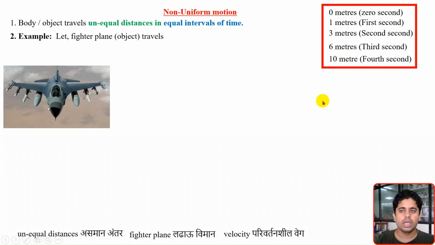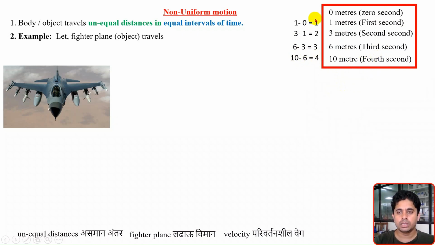Here, after the first second, the distance traveled is 1 meter. Then from the first second to the second second, how much distance traveled? 3 minus 1, that is 2 meters. Between the second and third second, 6 minus 3, 3 meters. Between the third second and fourth second, 10 minus 6 is equal to 4 meters, right?